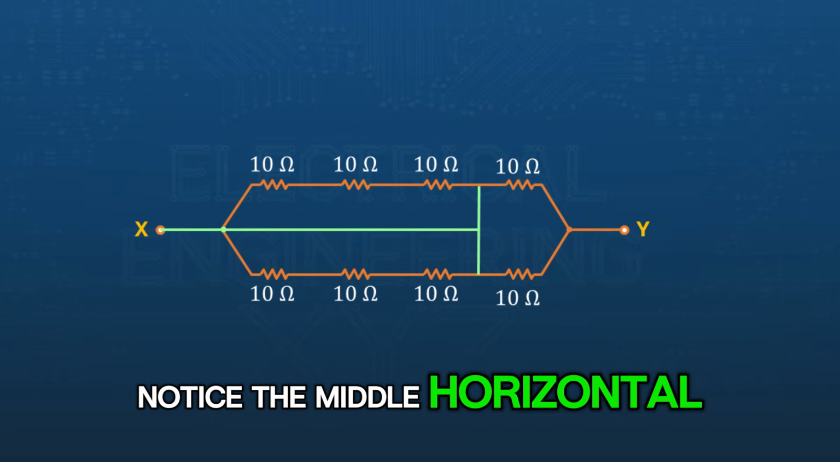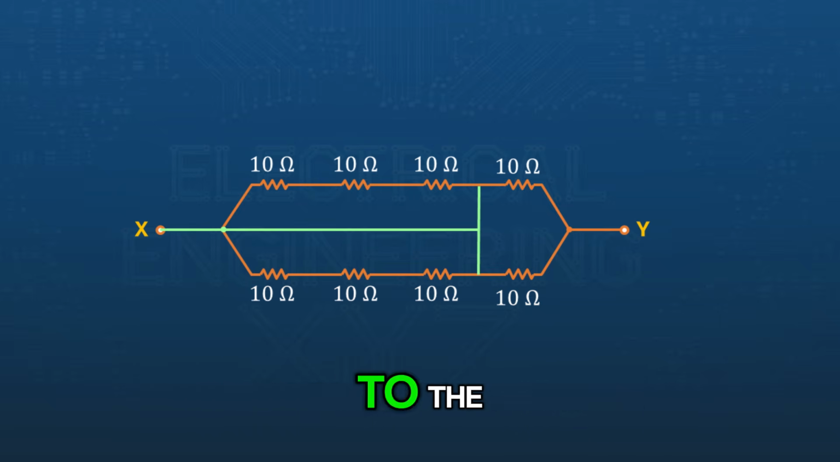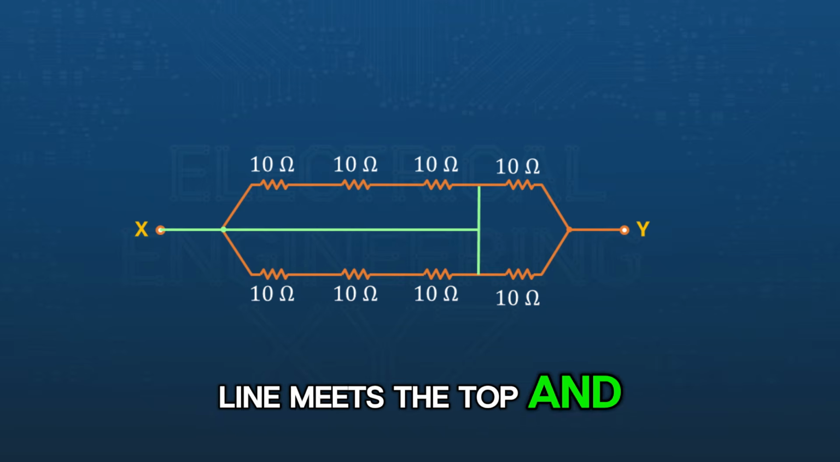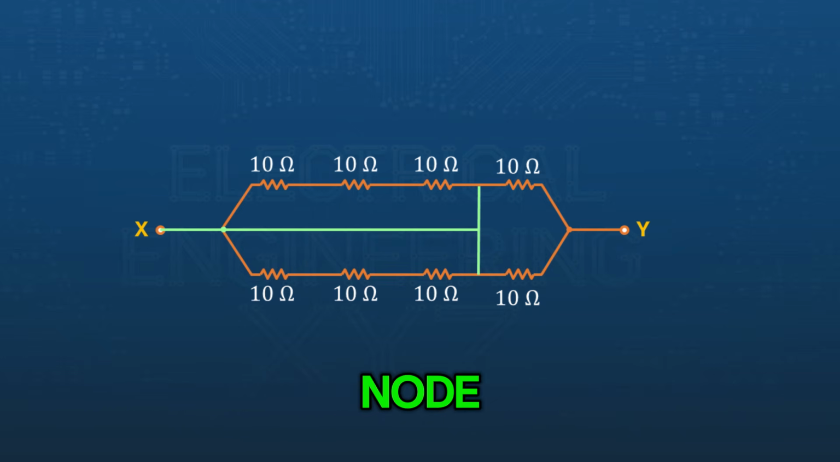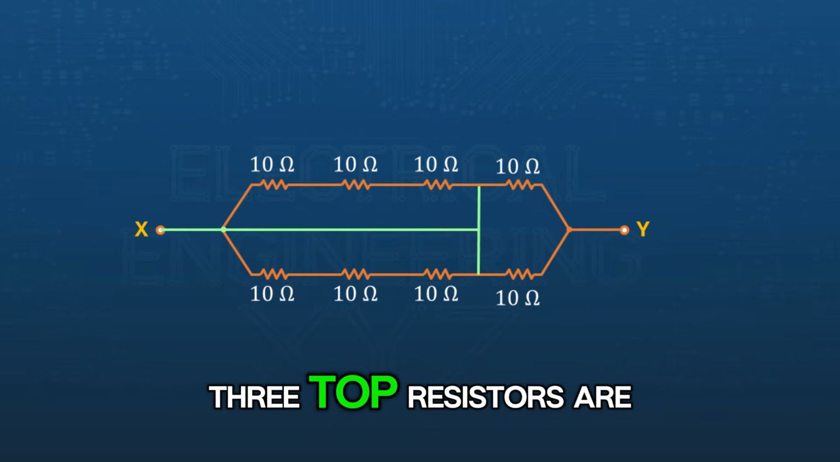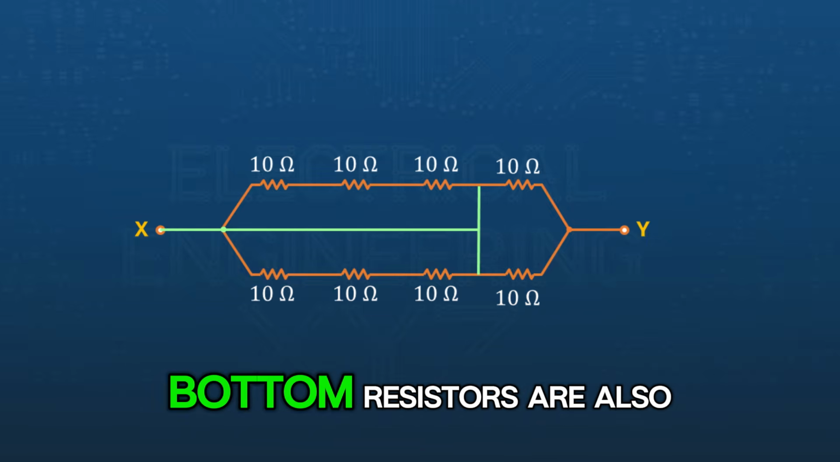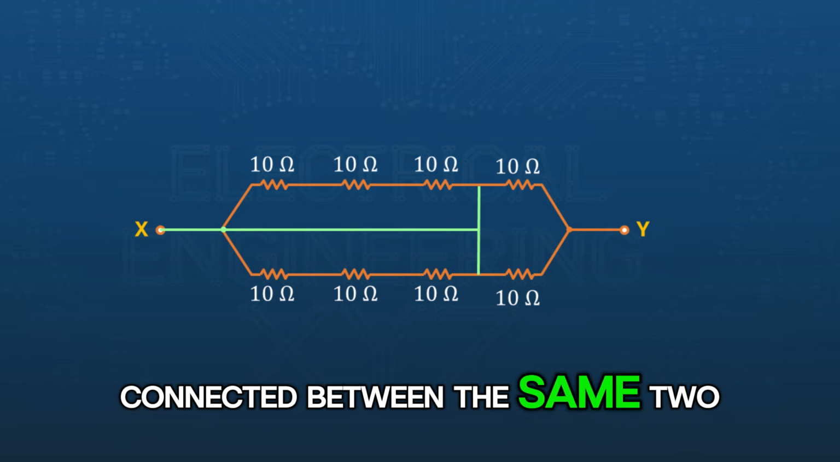Notice, the middle horizontal wire goes directly from X to the vertical connection near the right side. That means the point at X and the point where the vertical line meets the top and bottom branches are actually the same node. So both ends of the first three top resistors are connected between the same two nodes. And the first three bottom resistors are also connected between the same two nodes.